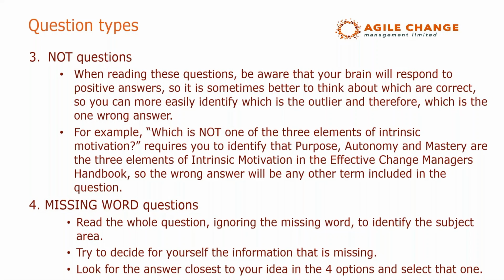So have a look at the question, think about the keyword, think about the subject. In this example, I've given you the 3 ingredients of intrinsic motivation. So clearly the right answers are purpose, autonomy and mastery. So you want to look for the answer that isn't one of those 3. That's the one that jumps out at you.